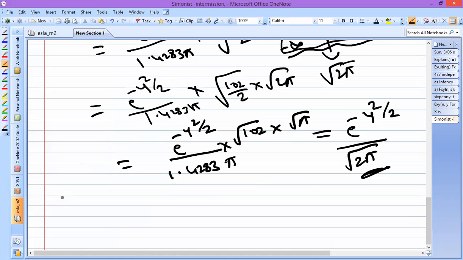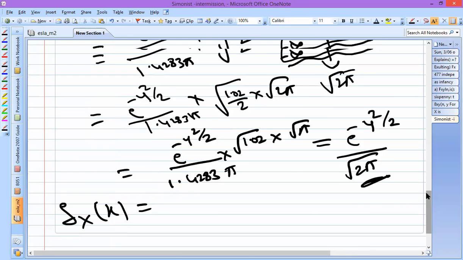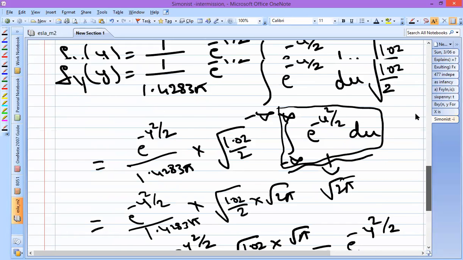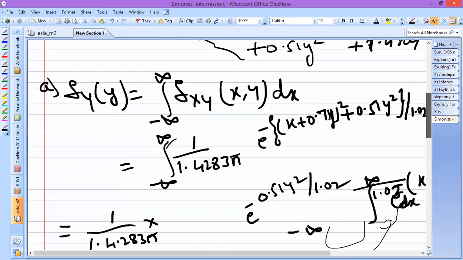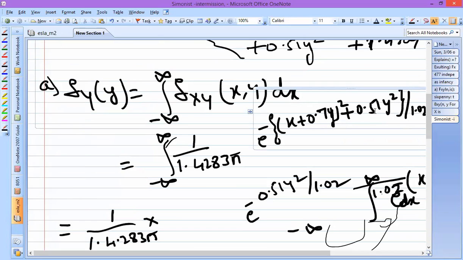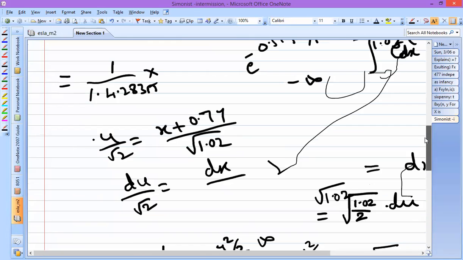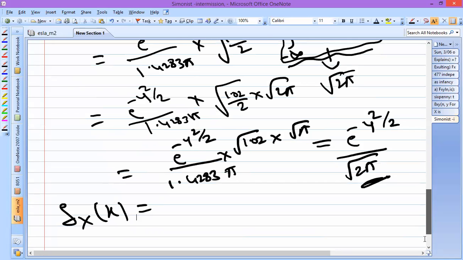In a similar way, what is the equation for fx of x? Now you can directly write the answer by observing the equation of marginal PDF for the random variable y. Here you can tell the answer for fx of x. To get that answer, the only thing is you need to integrate with respect to y, and whatever we have has to be written in terms of 0.51 x square, so you need to make sure of that. Like that, the same steps, no change.